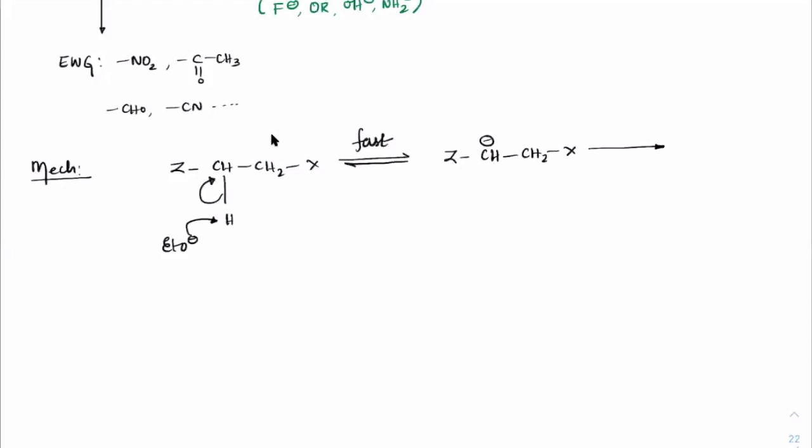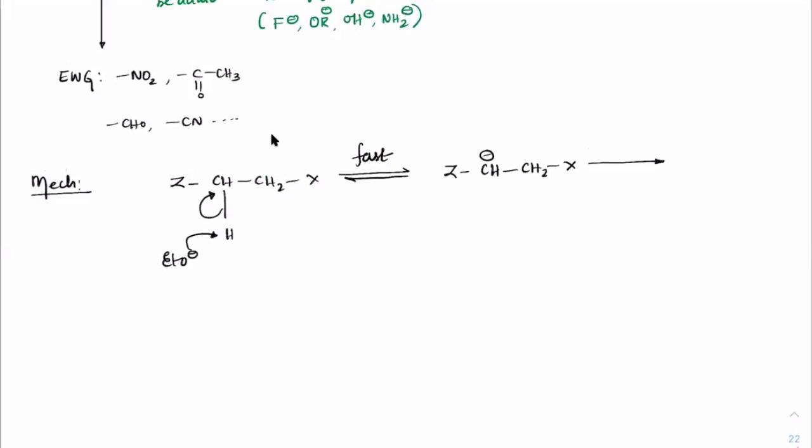And from here, this step is relatively slow, where the minus charge is trying to make a double bond and X minus is leaving. So this is the slow step of the reaction. And that's how we'll get ZCH double bond CH2.